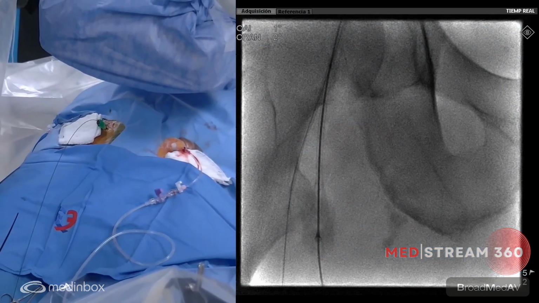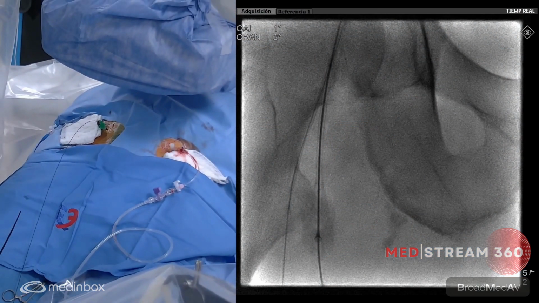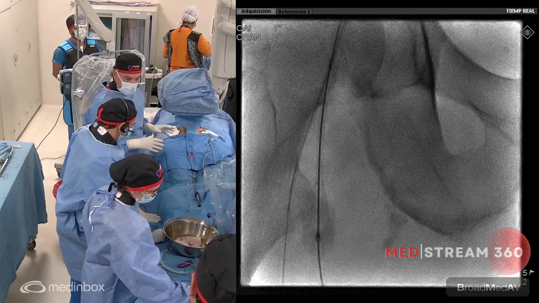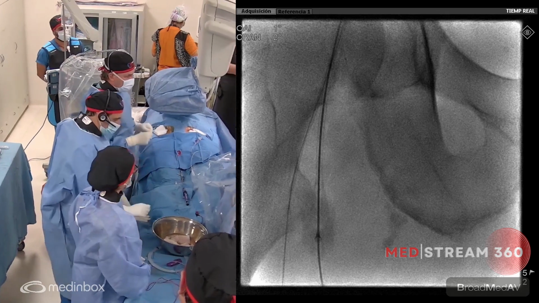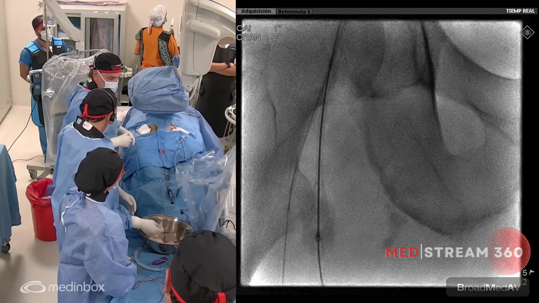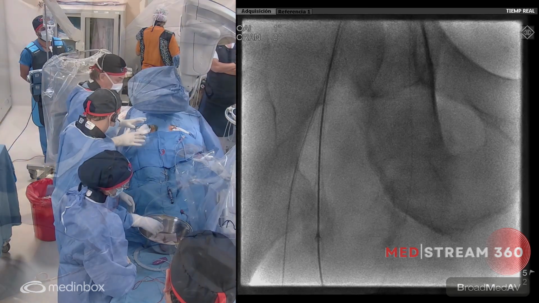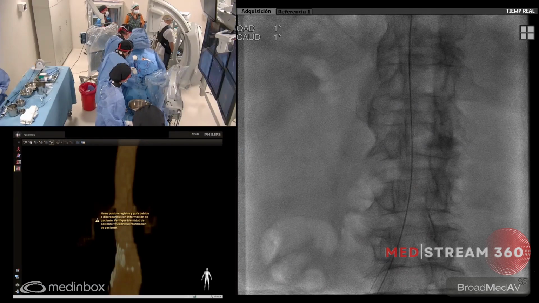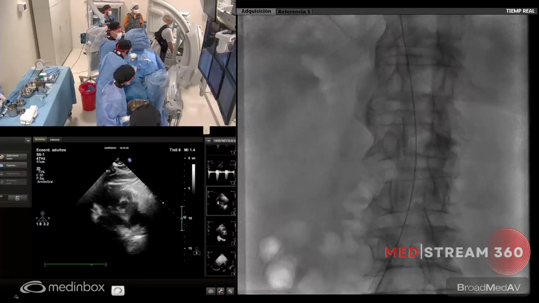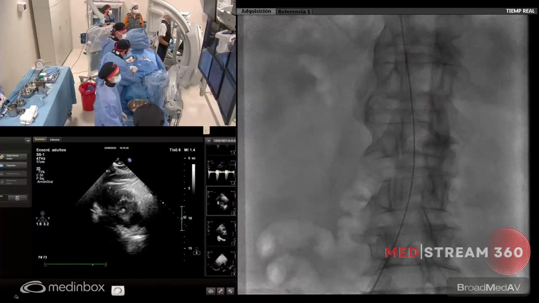And we have decided to go with the 2 Proglides. And then probably we close the first one under the 6 French sheath. And if everything is okay, we continue with the second. But if we have important bleeding, we can consider putting an additional Angio-Seal. We already did the echo, so there's no effusion and pericardial function is normal. So this is what we do usually, first an echo to see that no effusion is present.